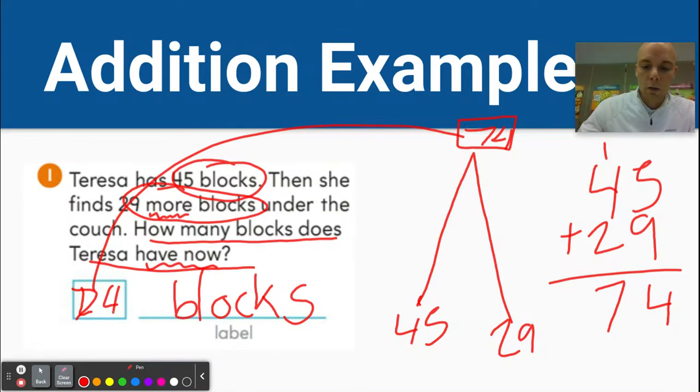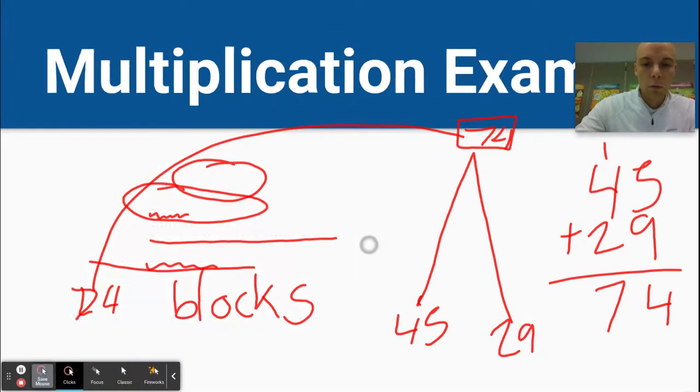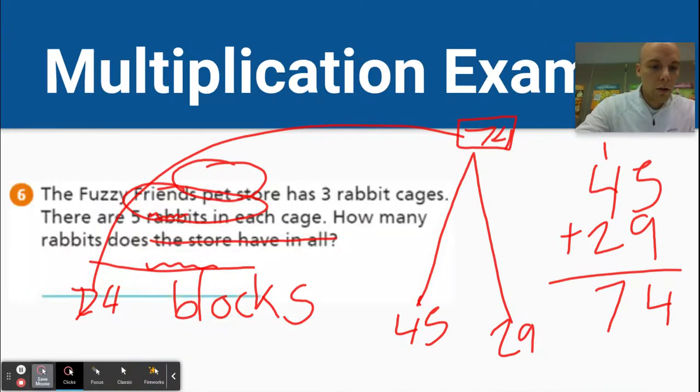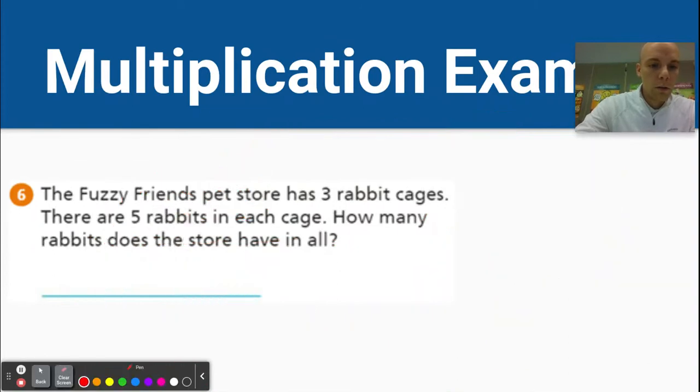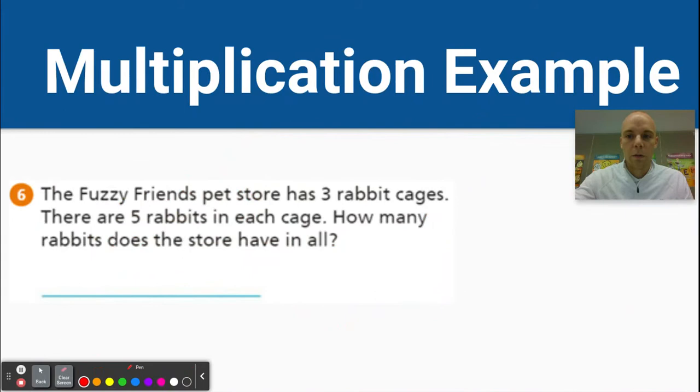Let me get rid of my pen. Let me go on to my multiplication problem here. Let's clear the screen here. Awesome. So multiplication example. This comes right from the beginning of a 3rd grade story problem. The Fuzzy Friends pet store has 3 rabbit cages. There are 5 rabbits in each cage. How many rabbits does the store have in all?